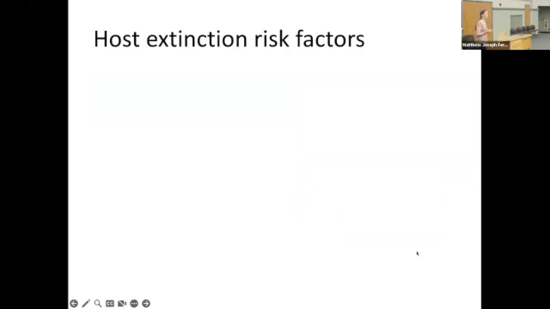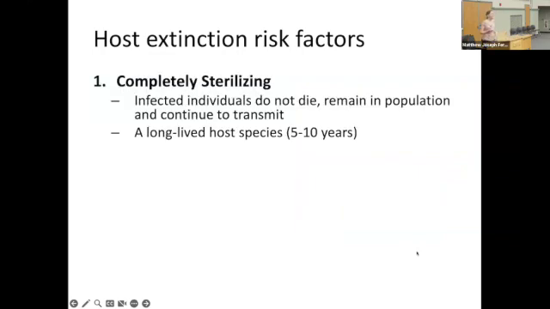So there's a couple of host extinction risk factors that this particular anther smut system has. One is that it's a sterilizing disease, and it's actually completely sterilizing. So when a plant gets infected, all the flowers are sterilized and it doesn't recover. So year after year, it's just producing smutty flowers. And remember, it doesn't have any effect on mortality. So infected individuals do not die. They remain in the population and they continue to spread disease. And really importantly, this high alpine flower is very long-lived. And so you get a long-lived plant that's infected and it just continues to produce disease. This can really decrease the birth rate of a population and drive it towards extinction.